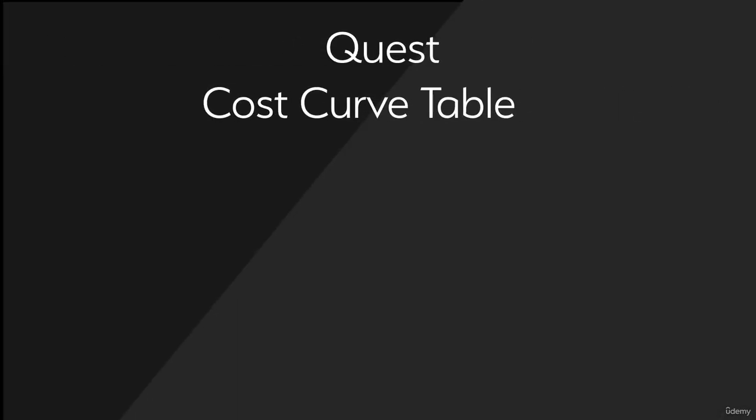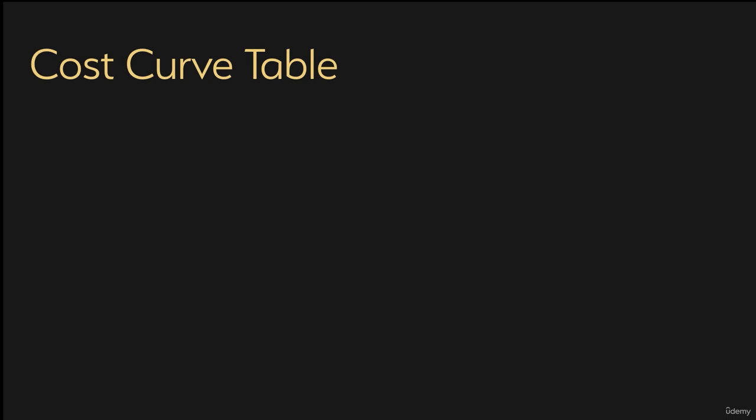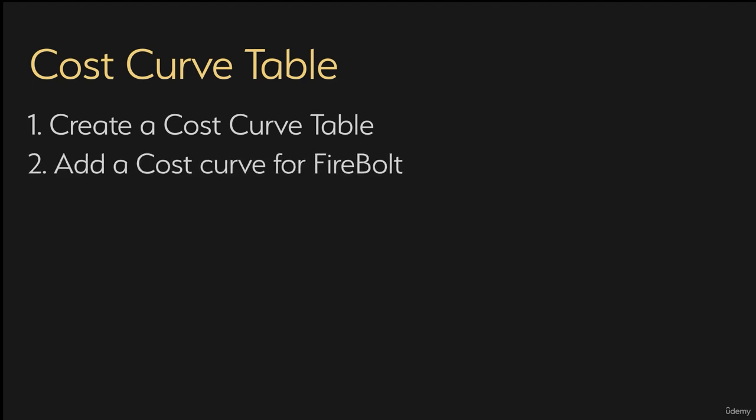And that's going to be your quest. I'd like you to create a curve table for gameplay ability costs. So you can create this curve table. You can call it cost curve table if you like, and add a cost curve for the Firebolt ability, and make sure you scale that mana cost based on the level as you see fit. Pause the video and make this curve table now.